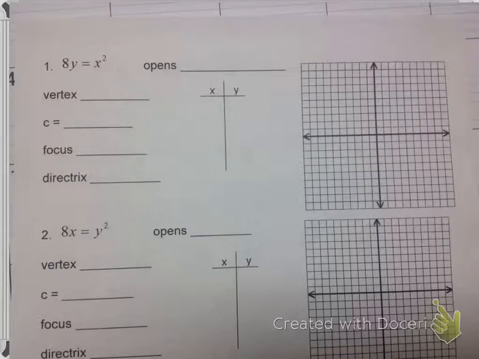And we may go back and look at those notes a little bit here in a moment. The first example that I have is x squared. And if x is squared, that means it either is going to open up or it's going to open down. And you can see 8y is positive, or at least the 8 itself is positive, so this is going to open up. Okay, and I'm going to switch to something easier to write with.